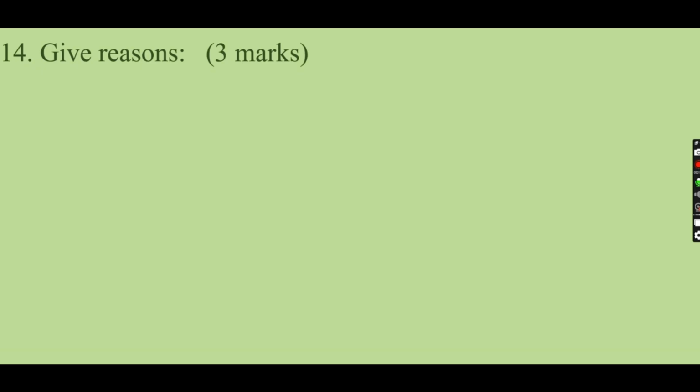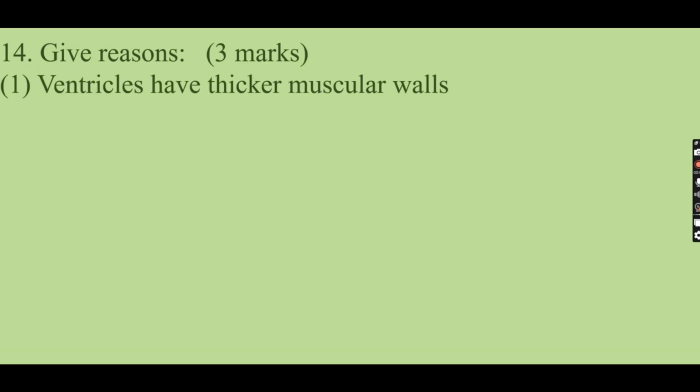Next question is give reasons. It's for 3 marks. Ventricles have thicker muscular walls than atria. What will be the answer for that? Ventricles are the ones which are pumping blood. They pump blood towards either the aorta or the pulmonary artery. So that's why they need that much force. So they would have thicker muscular walls than the atria.